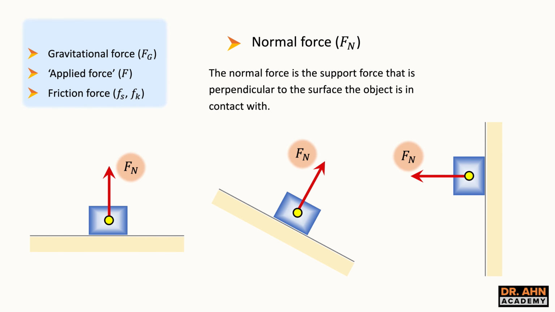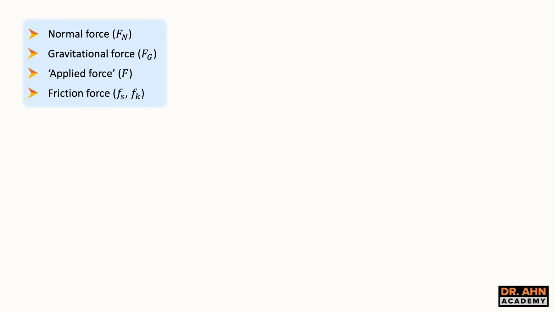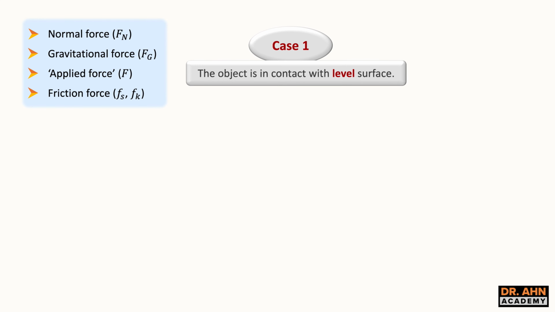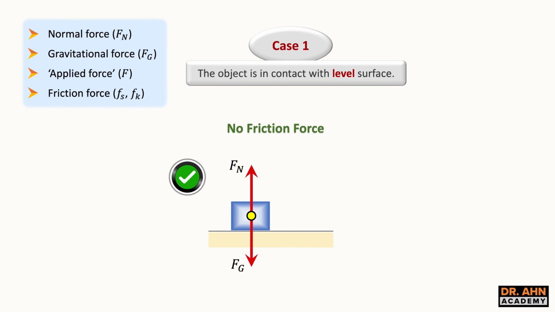Okay, so let's do complete free body diagrams. Case number 1, the object is on a level surface. Let's say it's on a level table. When there is no friction between the object and the table surface, there is a gravitational force on this object by the earth, and to resist that force, there must be a counteracting force so that the object doesn't sink into the table, right? Which is the normal force on the object by the table. And if there is no additional force acting on it, this is the completed free body diagram.